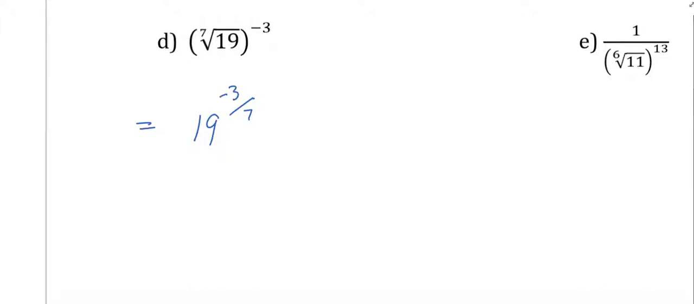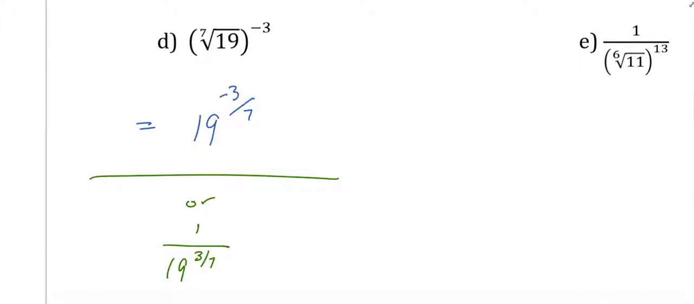Nice little review. It could, if you had to. In this case, our instructions don't tell us to get rid of negative exponents, so we're done. Right? If this was a quiz question or whatever. But you could also go 1 over 19 to the +3 over 7, which is what the negative would do, but in this case you don't have to.